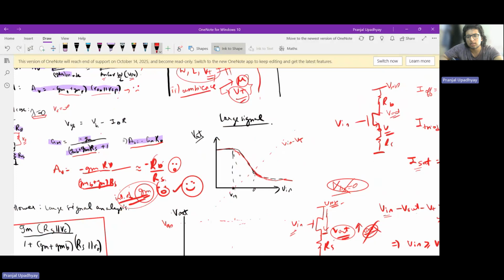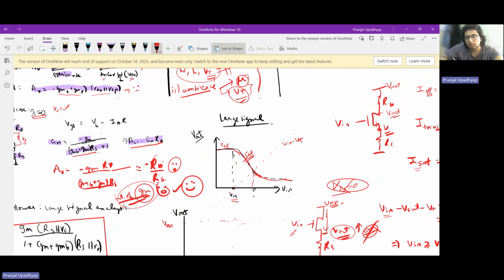And so it is quite clear that till Vin is equal to threshold voltage, the transistor is off, so there will be no drop across the load, and so our Vout will be equal to VDD itself. Then, since we are increasing Vin further, but Vin minus VT, or overdrive, is still very small as compared to the drain to source voltage, the transistor will be in saturation regime.